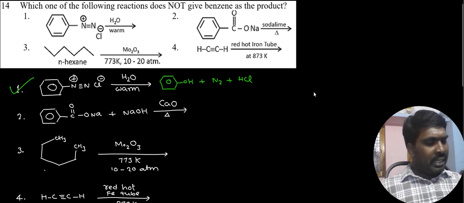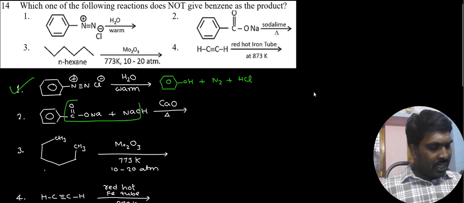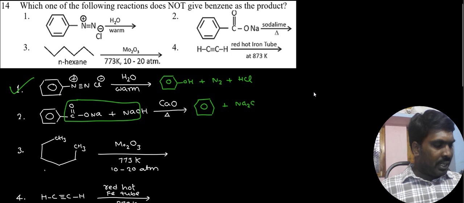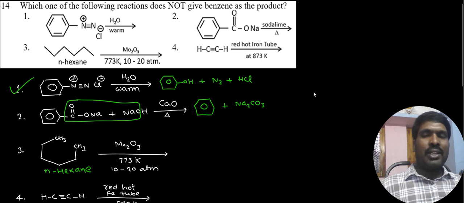Sodium benzoate treated with soda lime. Soda lime means NaOH plus CaO. Here calcium oxide acts as a catalyst and sodium hydroxide acts as a co-reactant. Then benzene is obtained, plus sodium carbonate eliminated. Next one, n-hexane undergoes aromatization reaction. You know the aromatization reagents: molybdenum oxide, vanadium pentoxide and Cr2O3. Any one of them you can use. Then benzene is obtained.